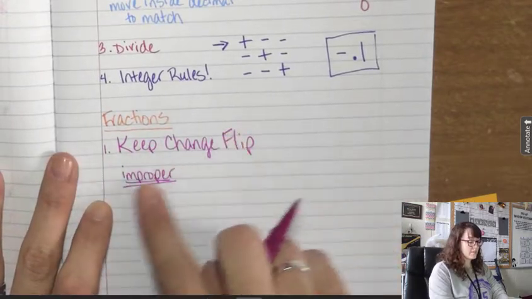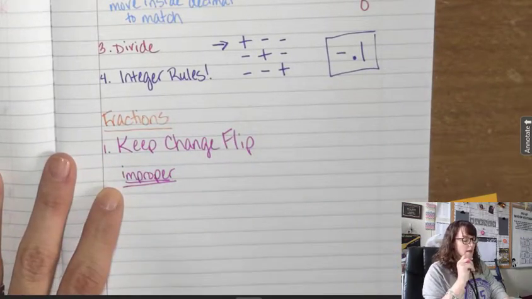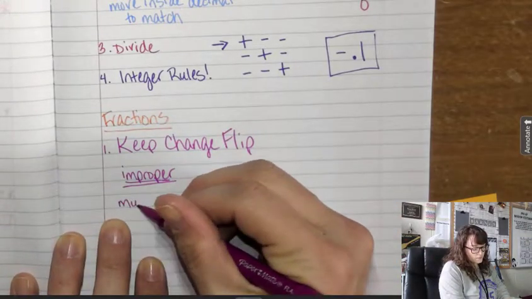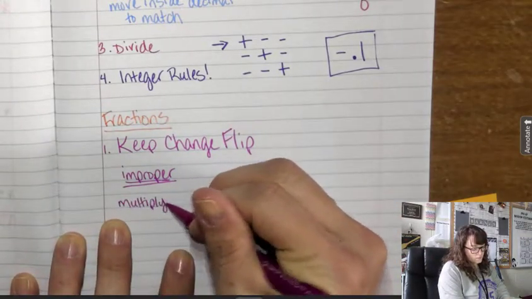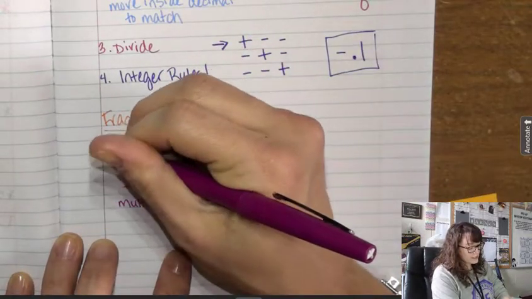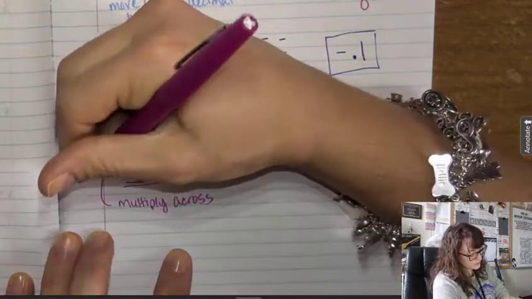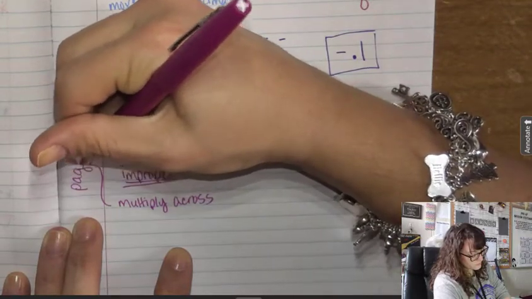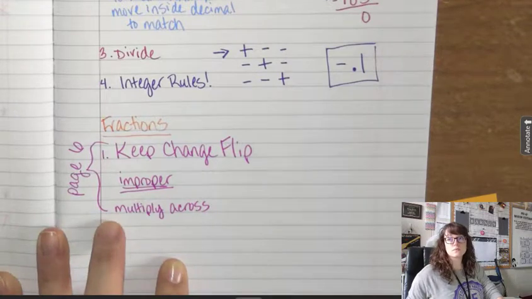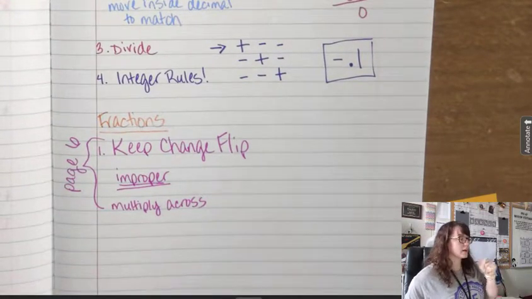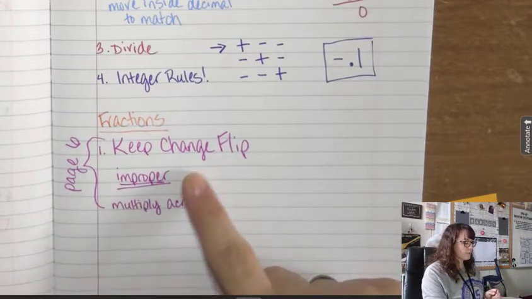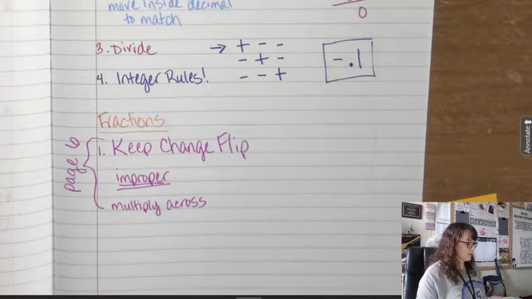So keep, change, flip, make them improper fractions, multiply across the top. This is all on page 6 if you want more details, but I'm not going to make you write it all again. So we're going to keep, change, flip. Are they improper fractions? We've got to multiply across the top.